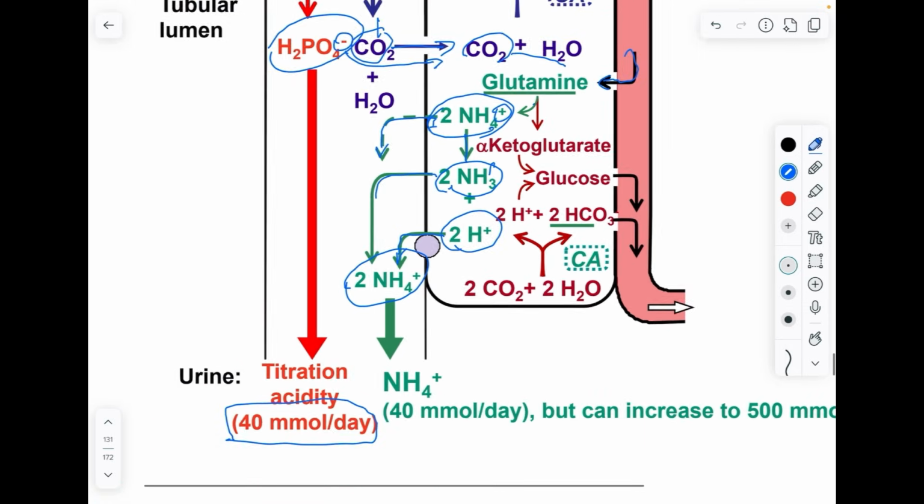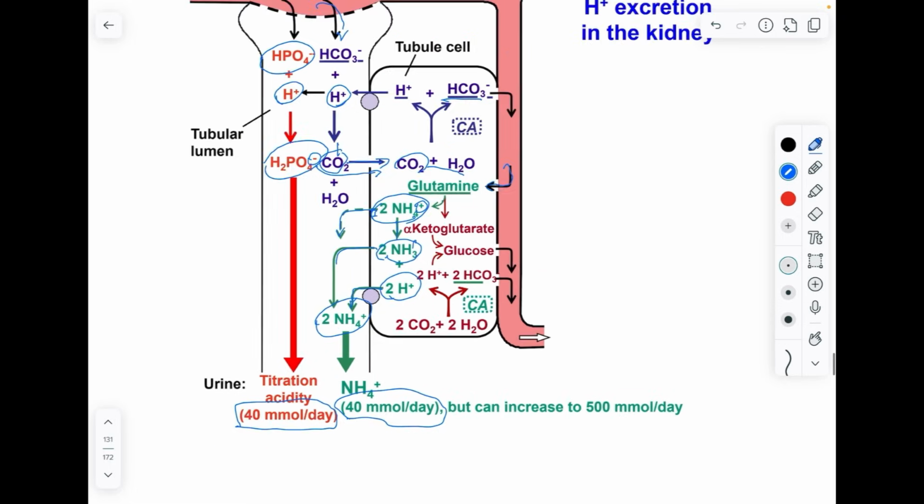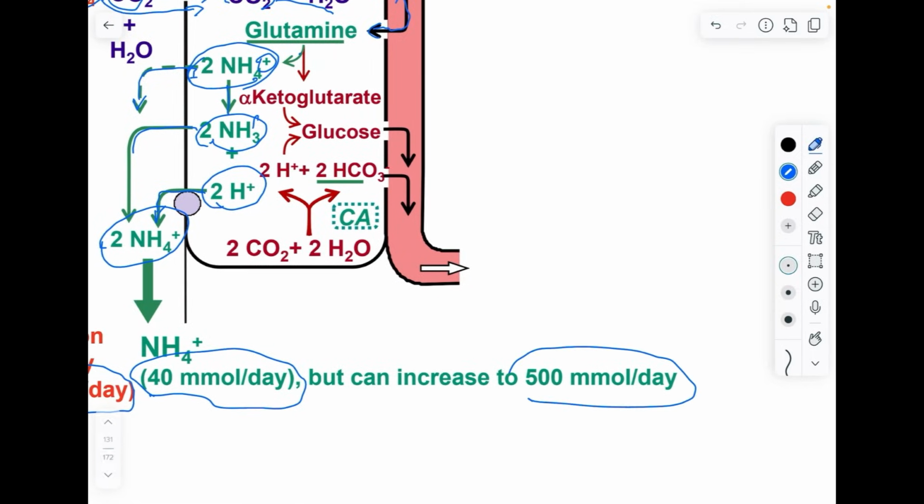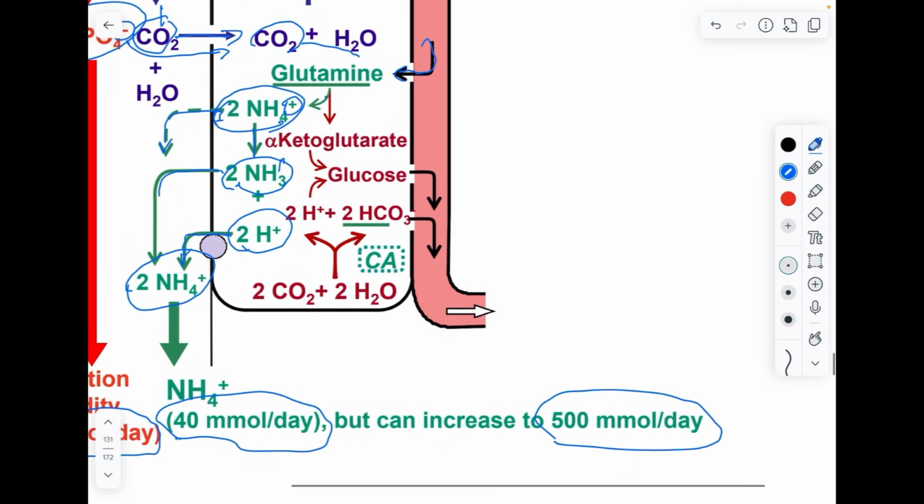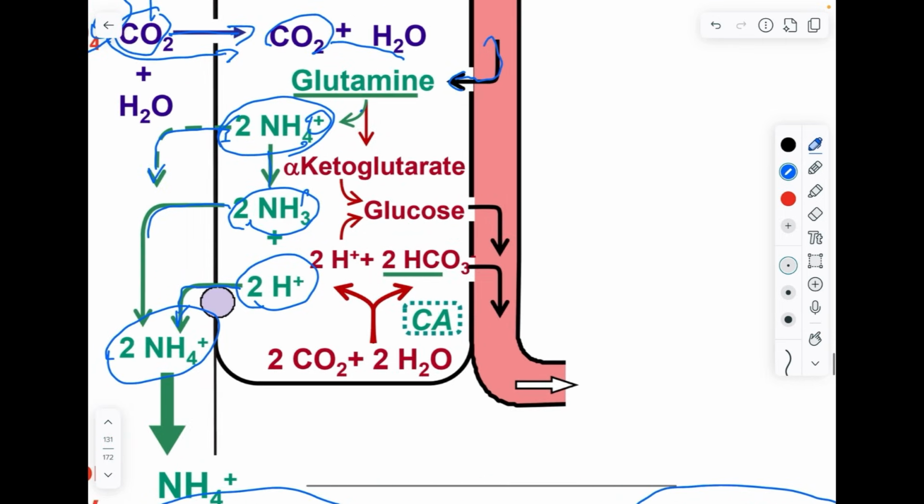This buffer can excrete 40 millimoles a day, and that's 80. What if we have more than 80? This buffer has a capacity of 500 millimoles a day. So I would love to give him a round of applause because that's crazy stuff.